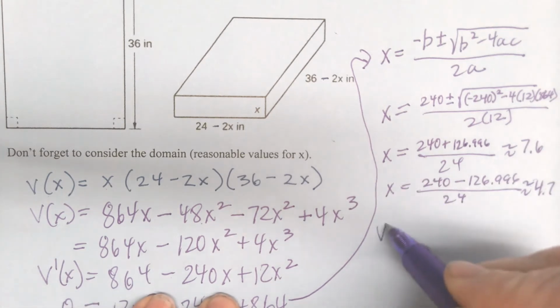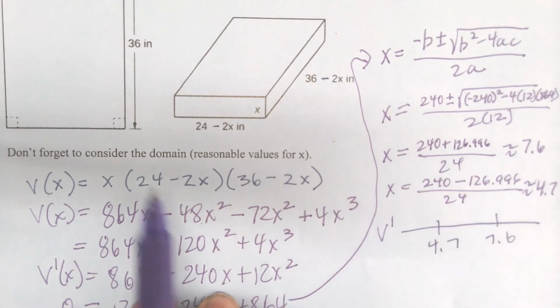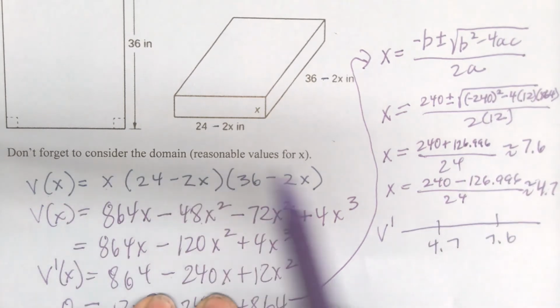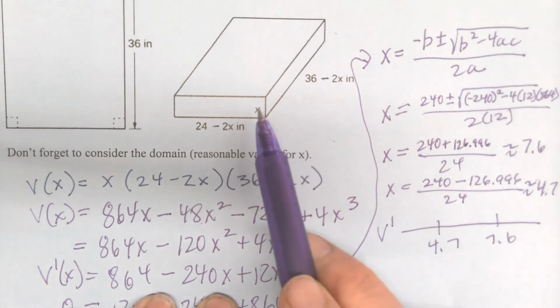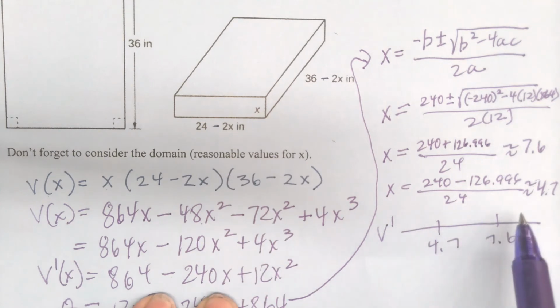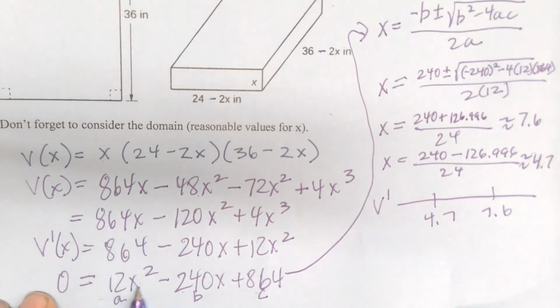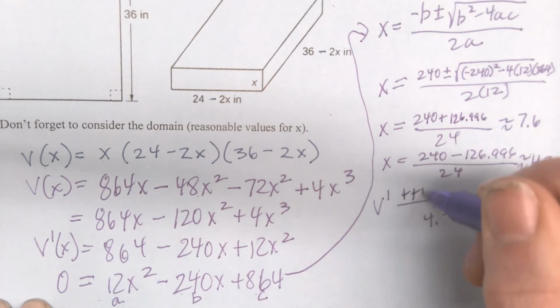So now I'm going to do my V prime chart, and I'm going to do those test points. 4.7, 7.6. Again, remember it says don't forget to consider reasonable values for x. So when I do my test points, it doesn't make any sense for x to be 0. So I want to make sure I try something that's reasonable. Maybe I'll try 1, 5, 10. Those test points will go into my derivative. So if I do 1, I get 12 minus 240, which is going to be negative, plus 864, that's going to be a positive value.